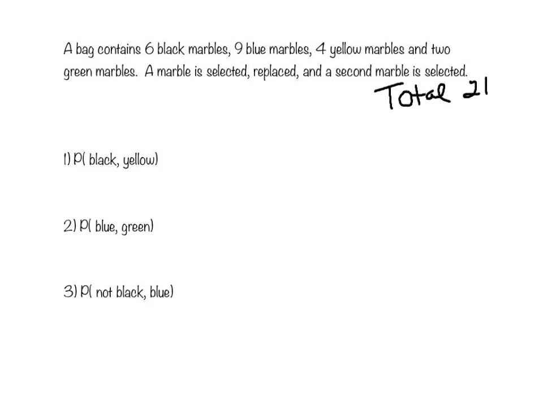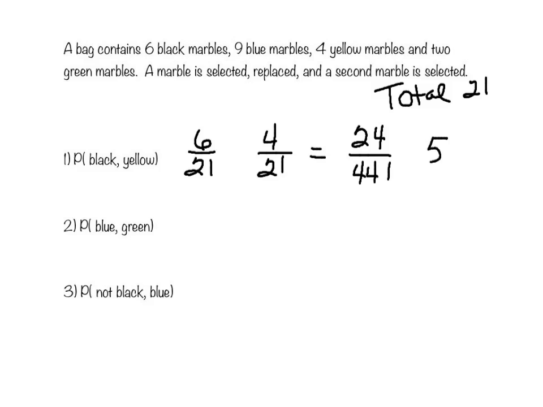So what is the probability of you selecting a black marble? That would be 6 out of 21. Because these are independent, I'm then going to multiply that times the probability of selecting a yellow marble, which is 4 out of 21. So when we multiply this, you have 24 over 441. And to write that as a percent, you would divide and write your decimal as a percent, 5.4%.